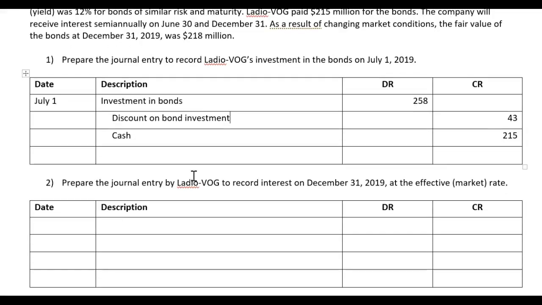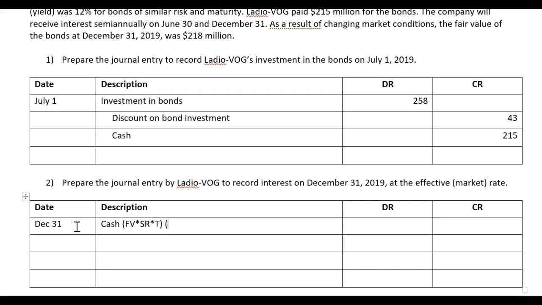All right, so let's move on and look, how would we record the interest? So number 2, prepare the journal entry by LV to record interest on December 31st, 2019 at the effective market rate. So to do that, we're going to go in, first off, December 31st. Now, again, when the bond pays interest, our company will receive cash. Now, to figure out the cash amount on a bond, there's a quick little formula. We always take the face value of the bond times the stated rate of the bond times time.